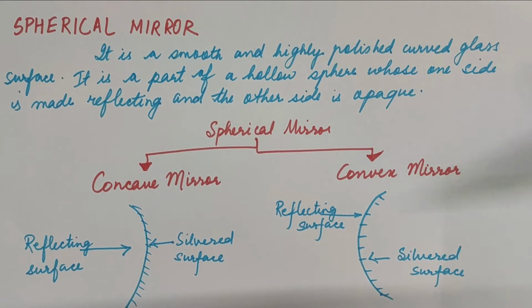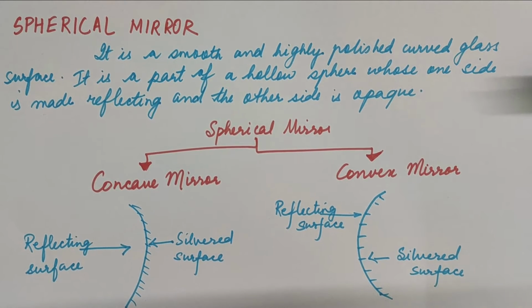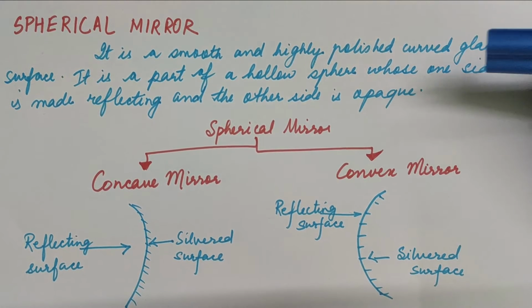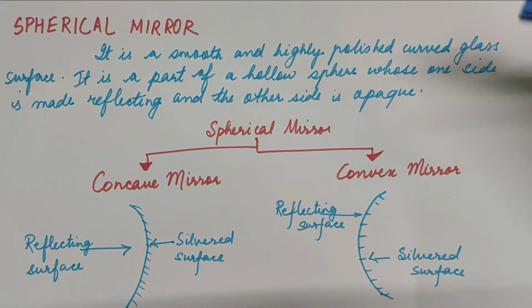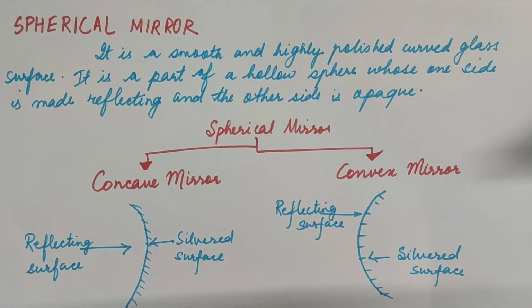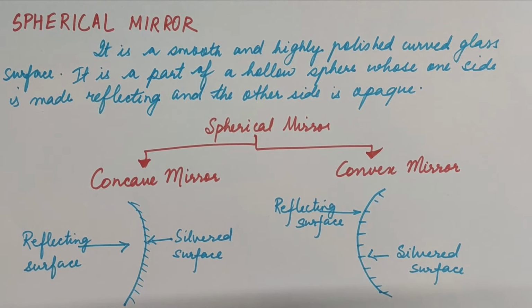So if I talk about a spherical mirror, it is a smooth and highly polished curved glass surface which is a part of a hollow sphere where one side is made reflecting and the other is opaque. So we can basically classify them into two parts, that is concave and convex.